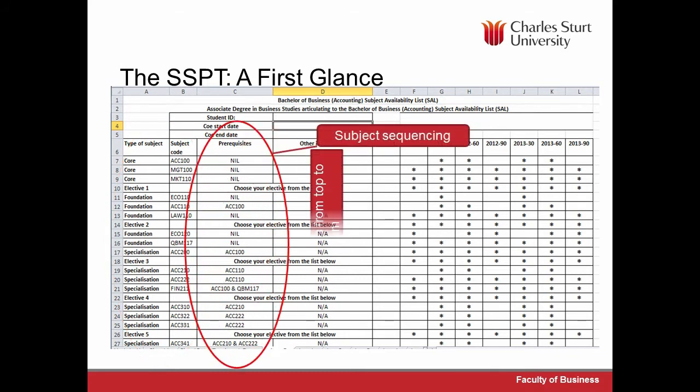Prerequisites give rise to sequence. Now, one of the special things about this particular tool is that we've ordered the subjects in the suggested sequence that you should take them. So you should take the subjects listed up the top first, going down to the bottom. If you take them in that order, then all the prerequisites will be satisfied. So that leads to subject sequencing.